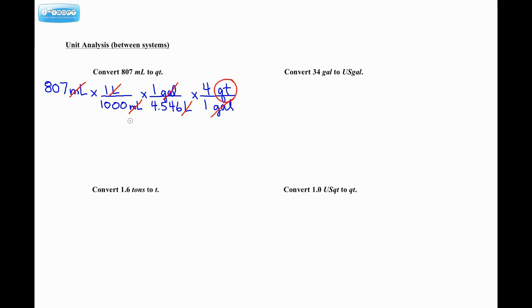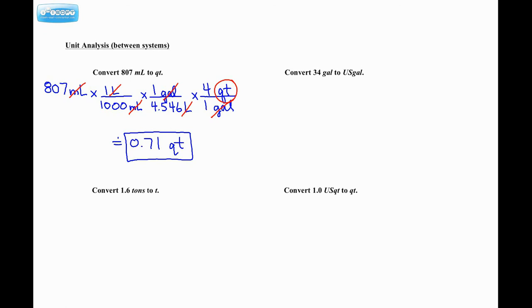So I have a lot of division to do. So you just take your calculator, 807 divided by 1,000, that takes you to liters. You divide that by 4.546, which takes you to gallons. And then you multiply that by 4 to go to quarts. And you get approximately 0.71 quarts. And there we are.